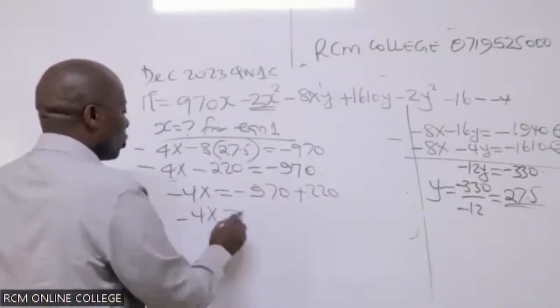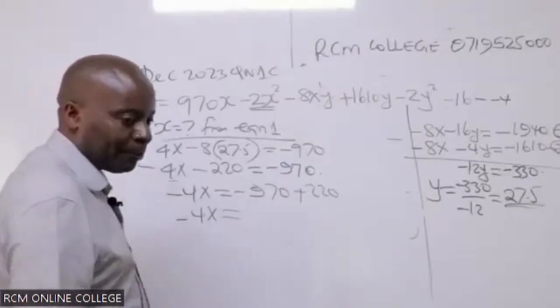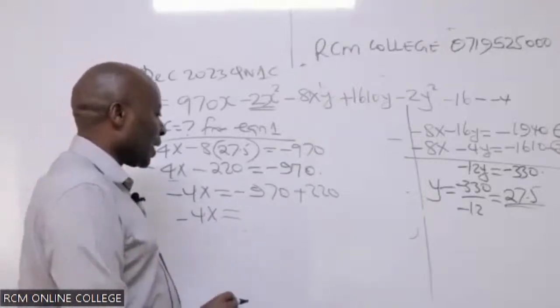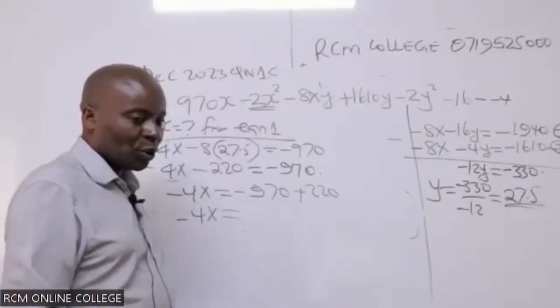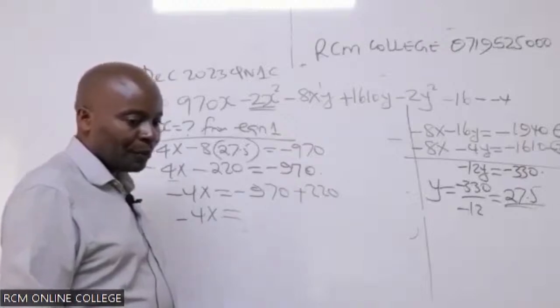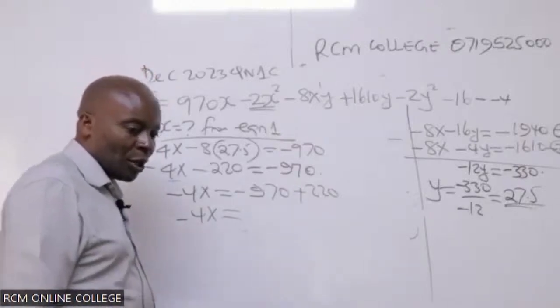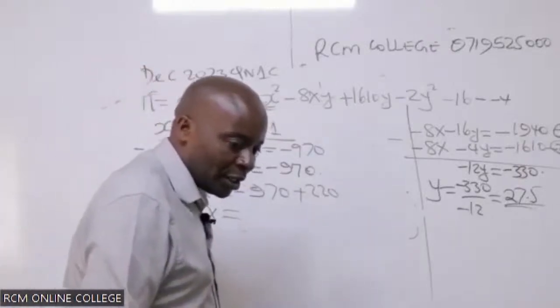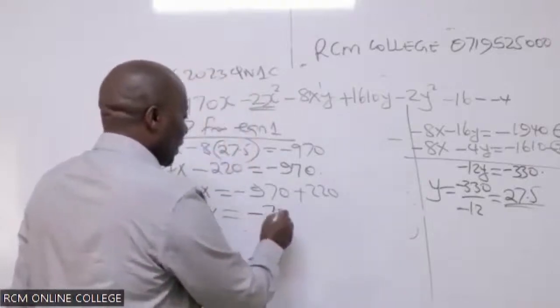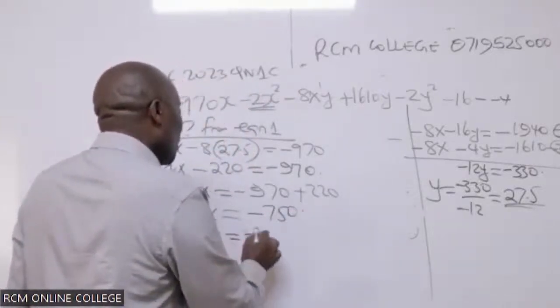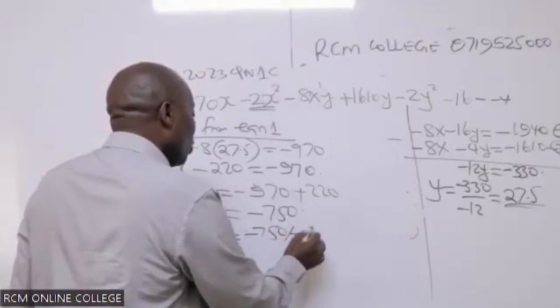So minus 4x will be equal to what on this other side? So minus 970 plus 220 gives me what figure? According to Linda Migishi, this is minus 750. So meaning that x will be equal to minus 750 divided by minus 4.